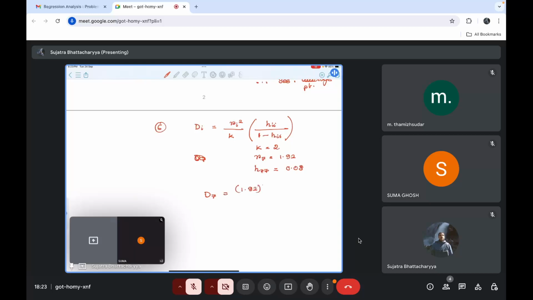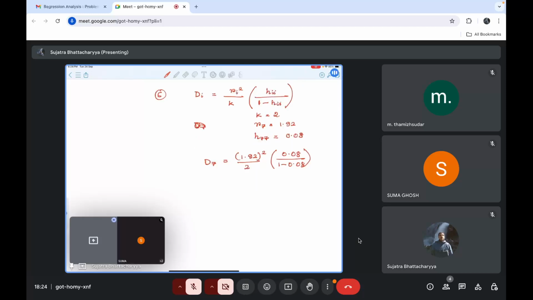1.92 whole square divided by 2 into H77, how much is it? 0.08 divided by 1 minus 0.08. That's all. So D7 will be how much therefore? This will be 1.84 into 0.08. So I have already squared it and divided by 2. So this becomes 1.84 divided by 0.92. This will give you 0.16. Okay, so for the sixth question, D7, Cook's distance for the seventh observation, is 0.16.